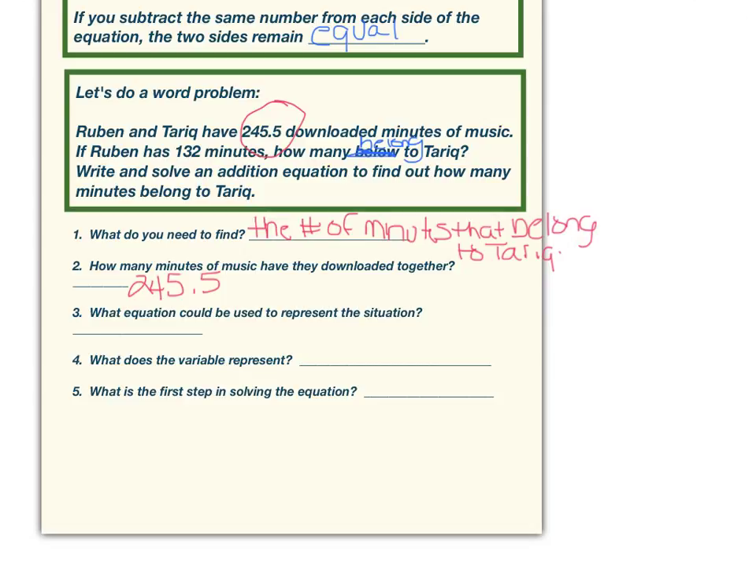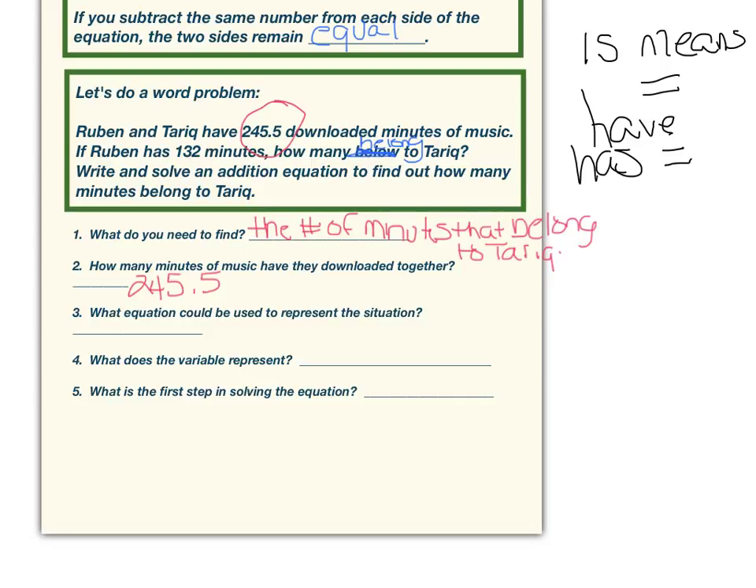Now, this is a skill that can be very difficult: writing an equation from a word problem. What you want to look for are some key words. The words "have" and "is" tend to mean equal, so let's write that up here. Is means equal. A lot of times have or has are equal. Those help us. So when we're writing our equation, I often look for the equal first. So I'm going to write that in.